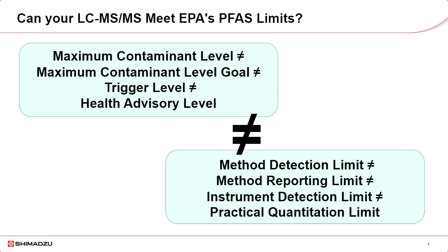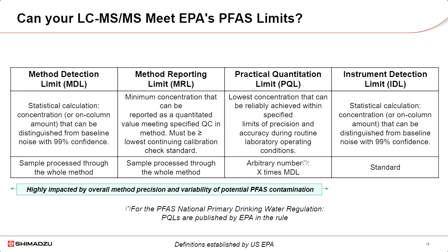There are some limits that can be linked with those, the instrument and the method. The limits that can be related to the performance of the analytical method or the instrument are the method detection limit, MDL, method reporting limit, MRL, practical quantitation limit, PQL, and instrument detection limit, IDL. I summarize the definition according to EPA in the slide for each of these parameters.